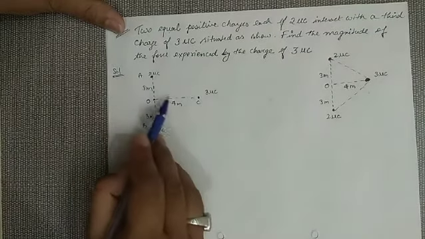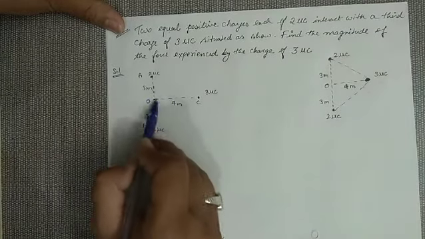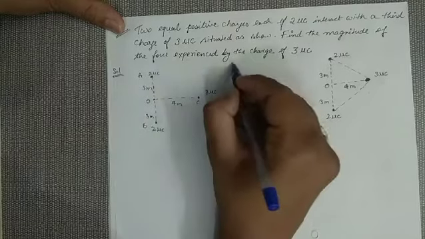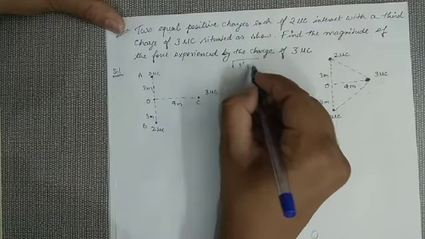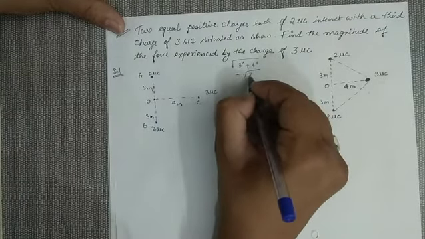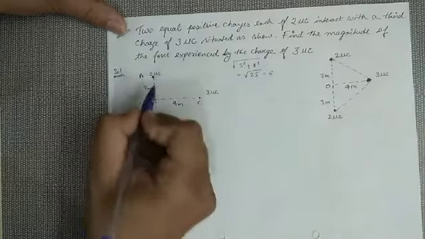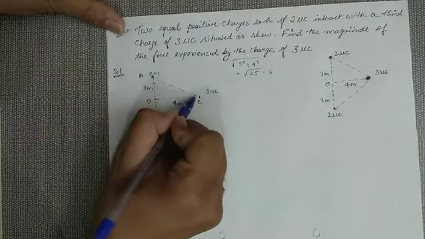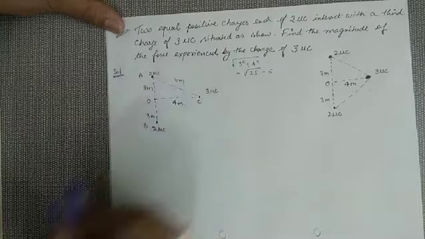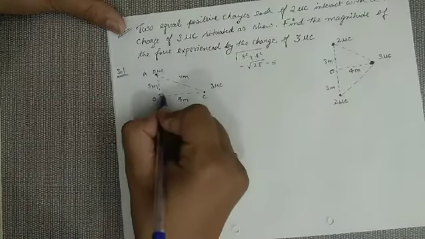Now see, this is 3, this is 4. I think you can easily calculate with the Pythagoras theorem. On using Pythagoras, 3 square plus 4 square is 25, so your answer is 5. Means the value of this hypotenuse is 5 meter, because this is 90 degree.